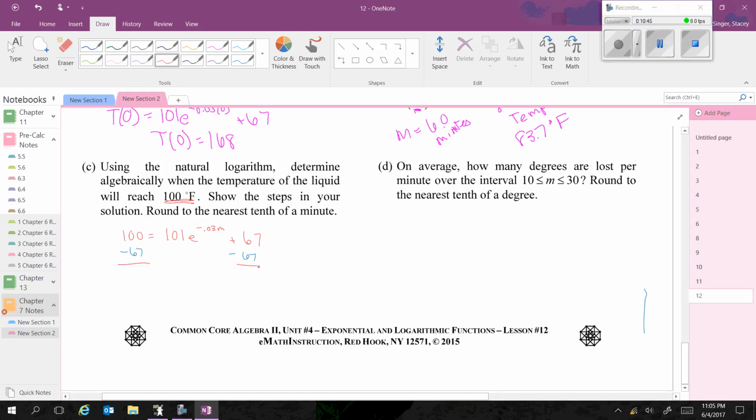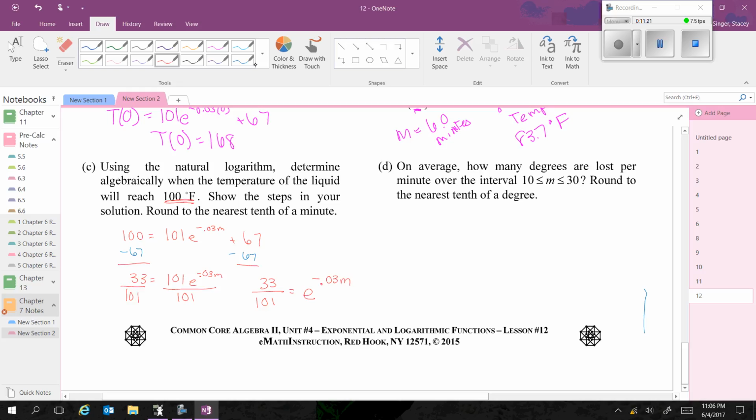So that would give me 33 equals 101 times e raised to the negative 0.03 m. Now what would I do to get rid of everything else besides my variable m? That means I have to divide by 101. Now 33 divided by 101 is not going to come out pretty, so we're just going to leave it as a fraction. 33 divided by 101 equals e raised to the negative 0.03 m.